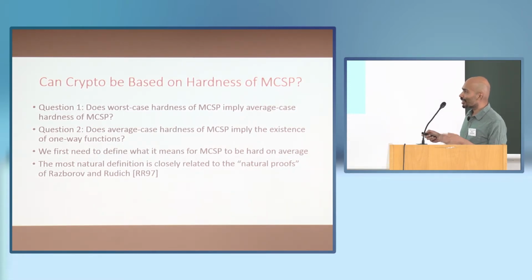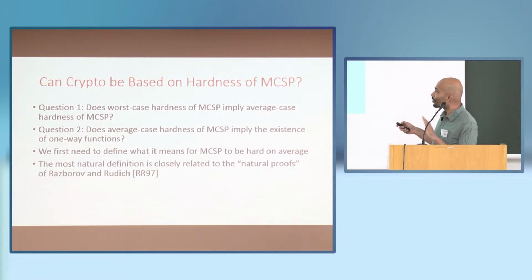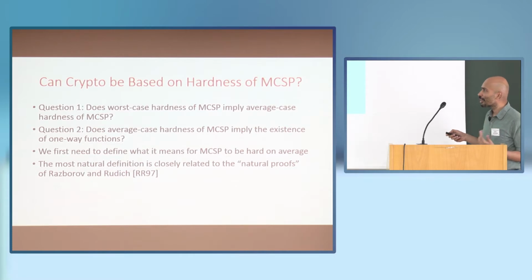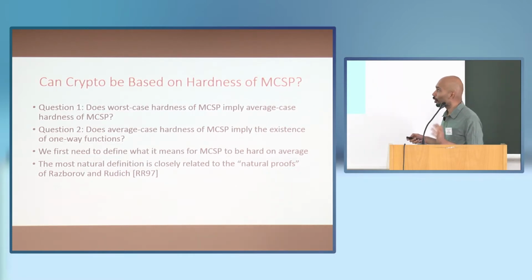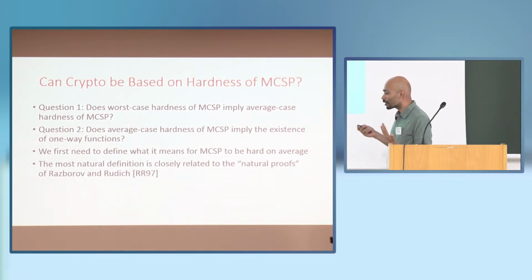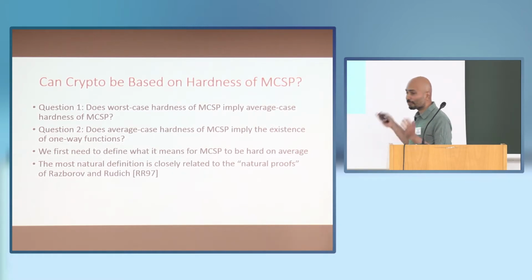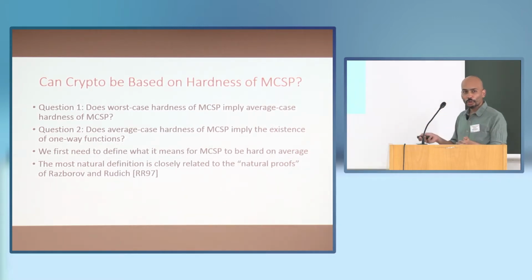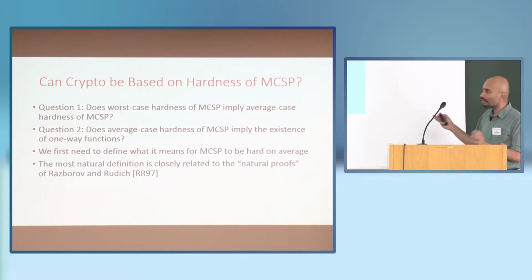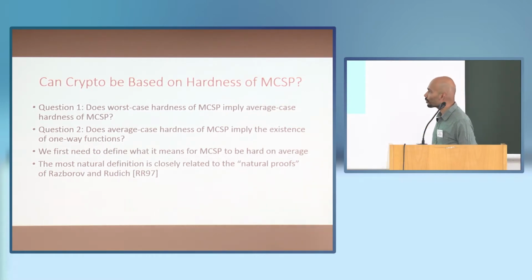Well, these sound like interesting questions, but we haven't even defined what it means for MCSP to be hard on average. So let's do that first. Let's try to find some reasonable notion of what it means for MCSP to be hard on average. We could just say it's hard with respect to some sampleable distribution, but we want to choose some natural distribution which makes sense here, and argue for hardness with respect to that distribution.